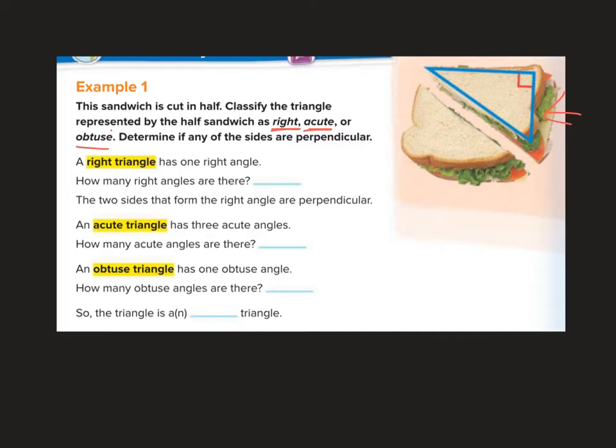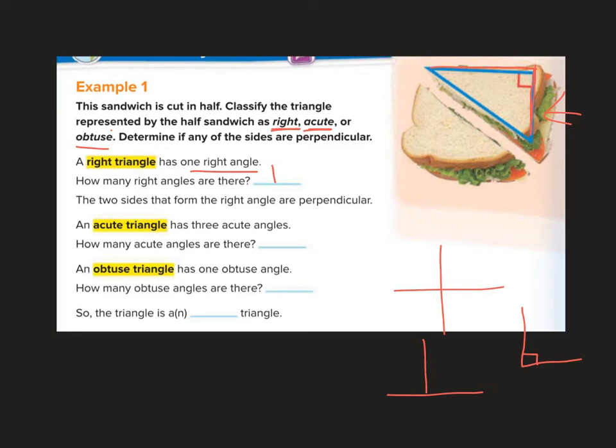Yep, look at this here. In order to have perpendicular lines, all we have to have is 2 that meet at a right angle. So it doesn't always have to look like this or this. It could just be this, and that also counts as perpendicular lines. So anyways, a right triangle has 1 right angle. How many right angles are there? 1. The 2 sides that form the right angle are perpendicular, yep.